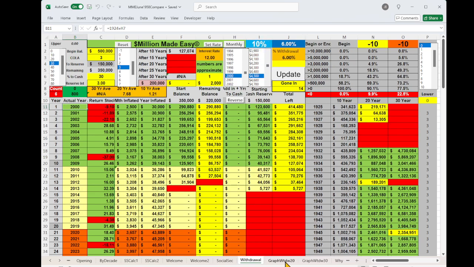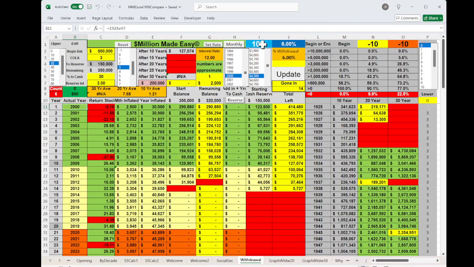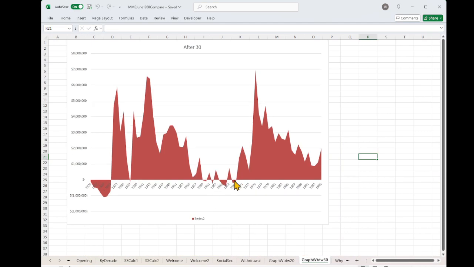Now, we're still going to have problem areas during the Depression years and around the year 2000. But other than that, 90% of the time, you do not run out of money after 20 years. And it looks like 22% of the time, you still run out of money after 30 years. We can still see those problem areas right there, but not near as many as there were before.